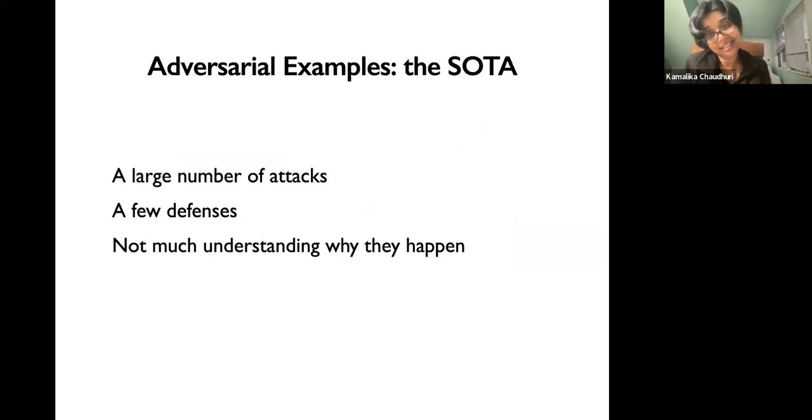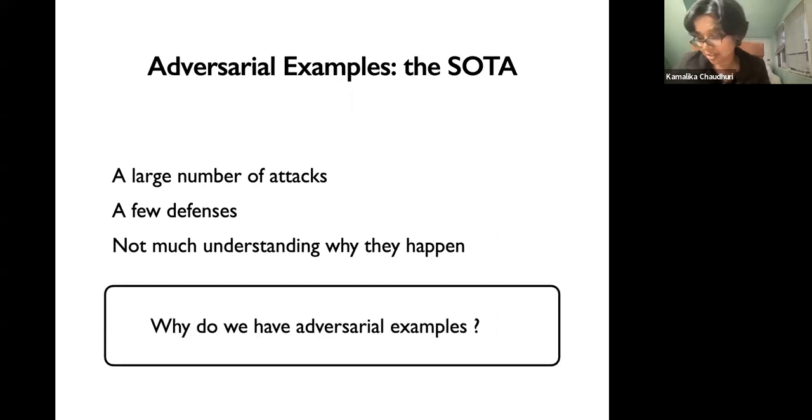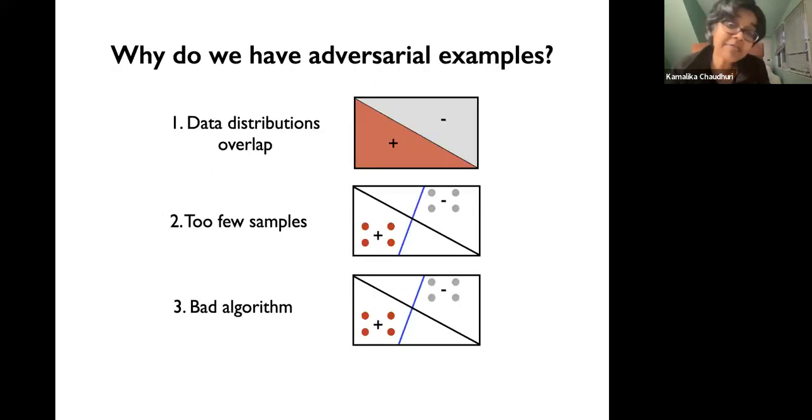And so what is known about these adversarial examples? Well, there's a very large number of attacks. And it's very well understood how to find them. We can find them quite efficiently. We can find high quality adversarial examples, which are a tiny bit different from legitimate inputs and so on. There are a handful of defenses. However, there isn't a lot of understanding on why they happen, right? And what we are going to look at today from a more foundational or theoretical point of view is, why do we have these adversarial examples?